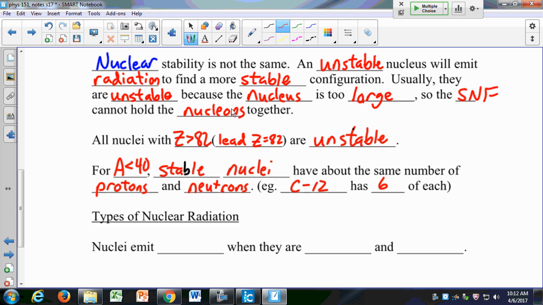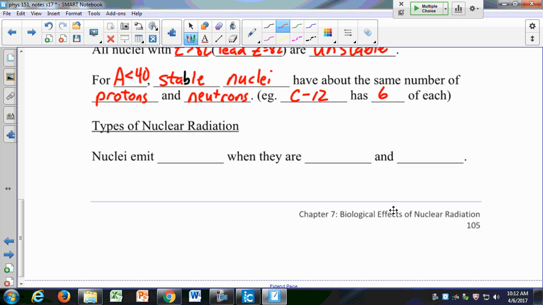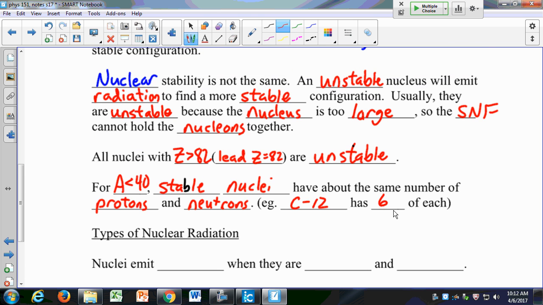Lead is not unstable, right? So it's not radioactive. That's why you often use lead to shield from radiation. I think it's because of the density of lead. When they put the thing on you at the dentist, that's a piece of lead that shields you from the radiation, but it's not radioactive in itself.